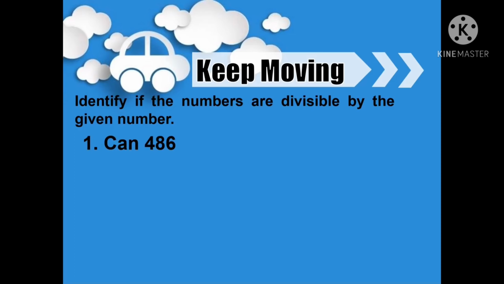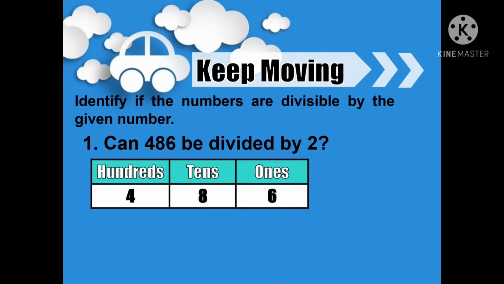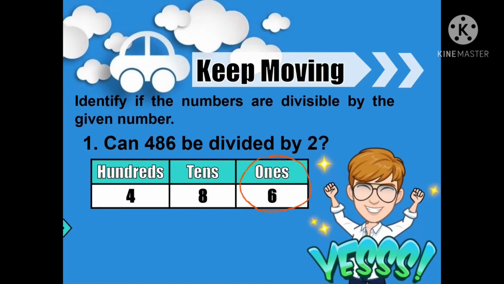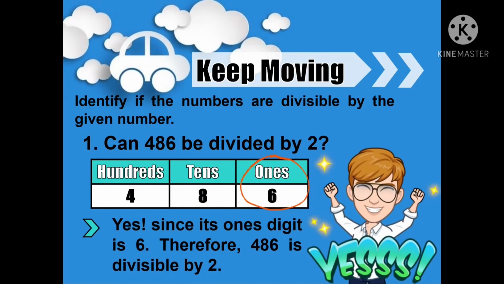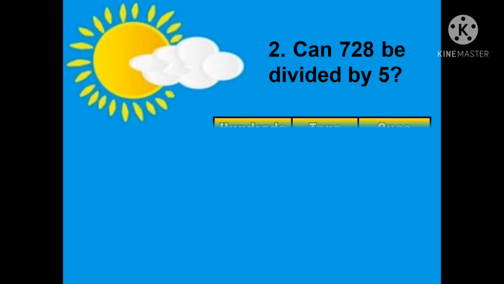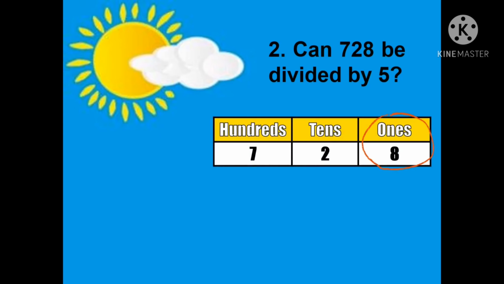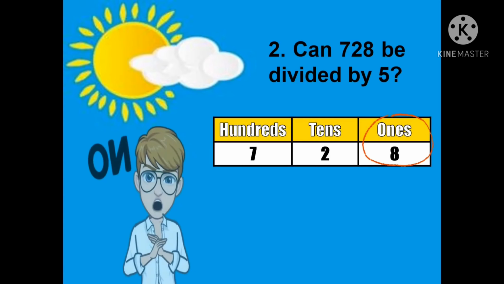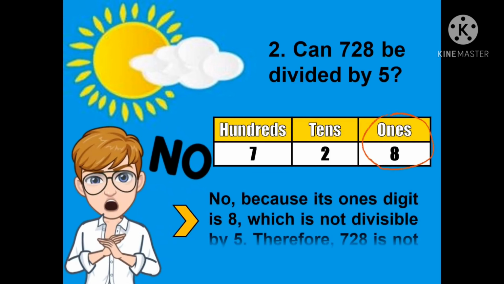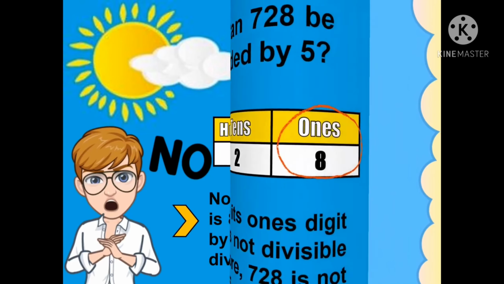Now, let's keep moving. I want you to identify if the numbers are divisible by the given number. Number 1. Can 486 be divided by 2? Yes! Since its ones digit is 6, therefore, 486 is divisible by 2. Number 2. Can 728 be divided by 5? What's your answer? The ones digit now is 8. That means no. Why? Because its ones digit is 8, which is not divisible by 5. Therefore, 728 is not divisible by 5.